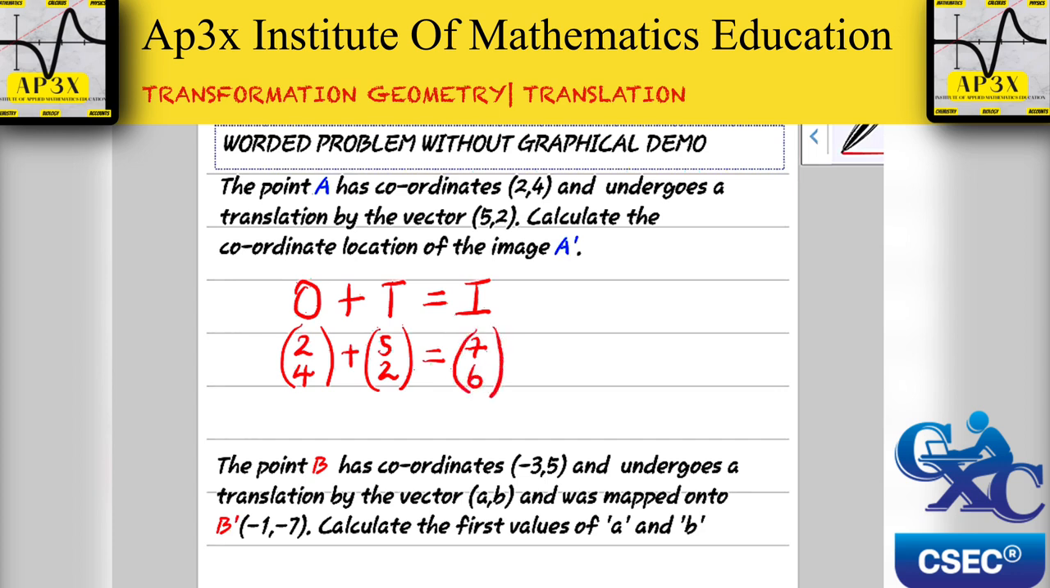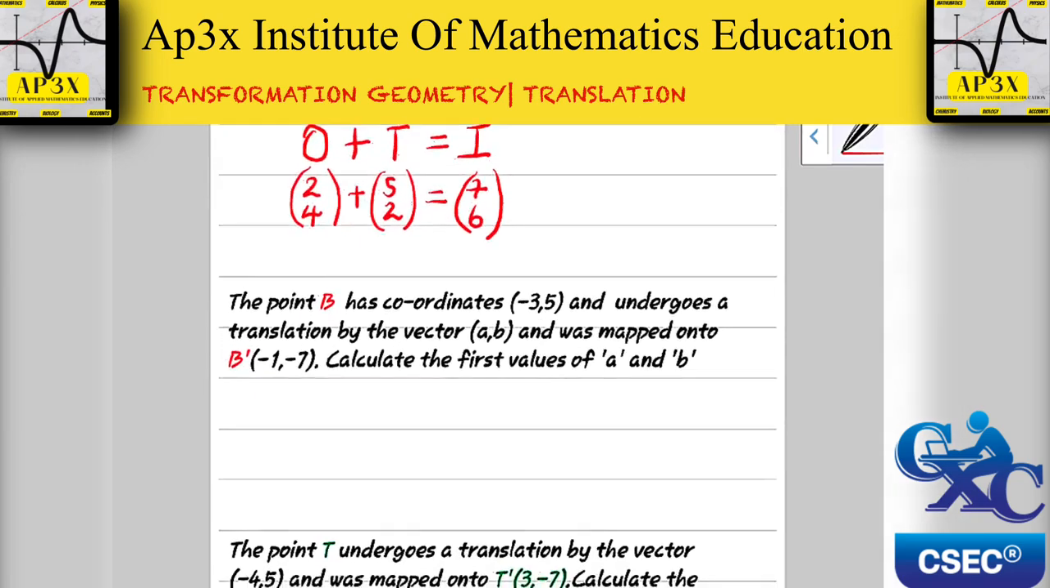So after a translation of (5, 2) on the object point (2, 4), the new position, which is the image, is going to be located at (7, 6). Of course, we're not going to be going on graph for this one. Let's scroll down here.